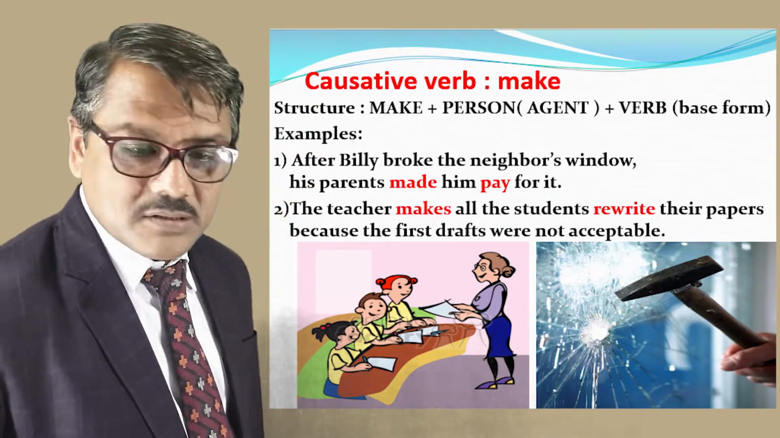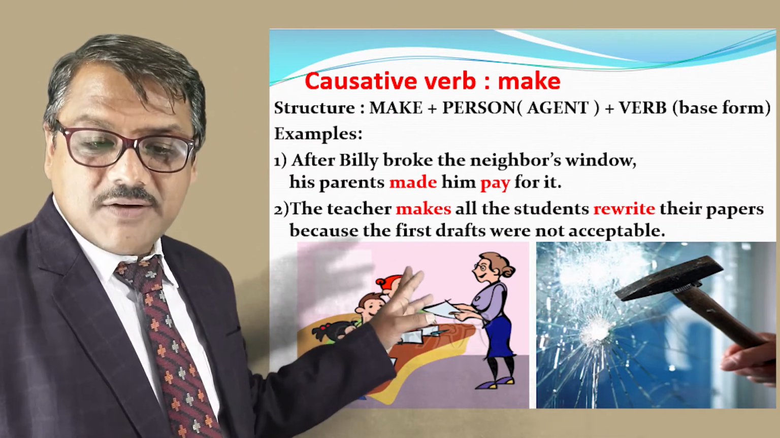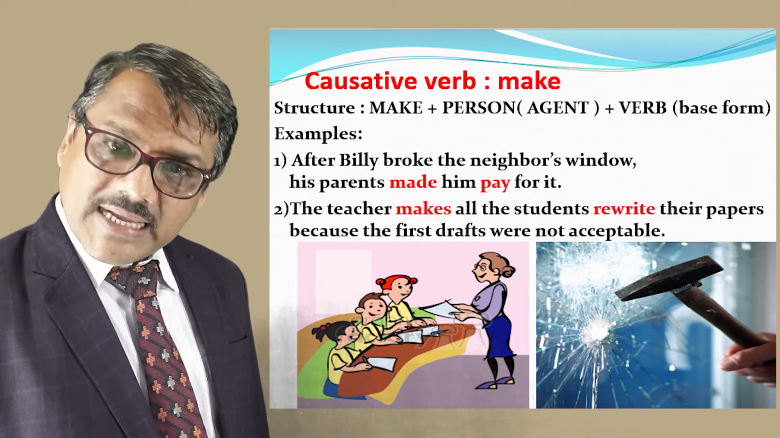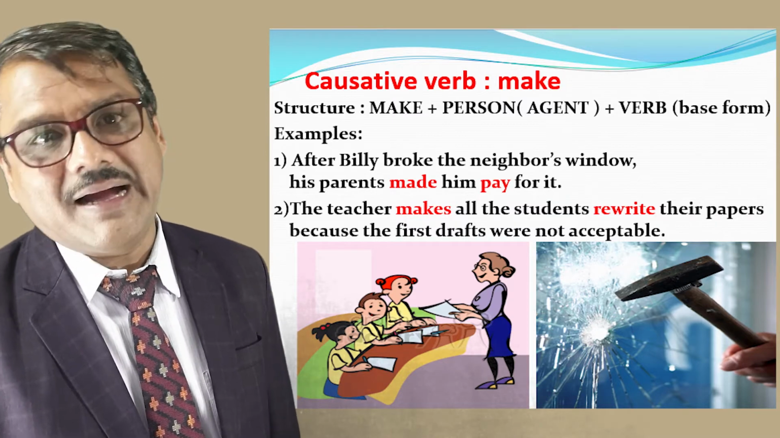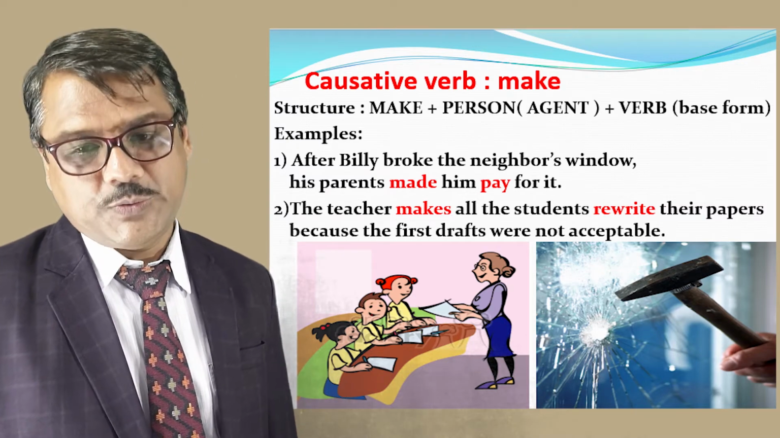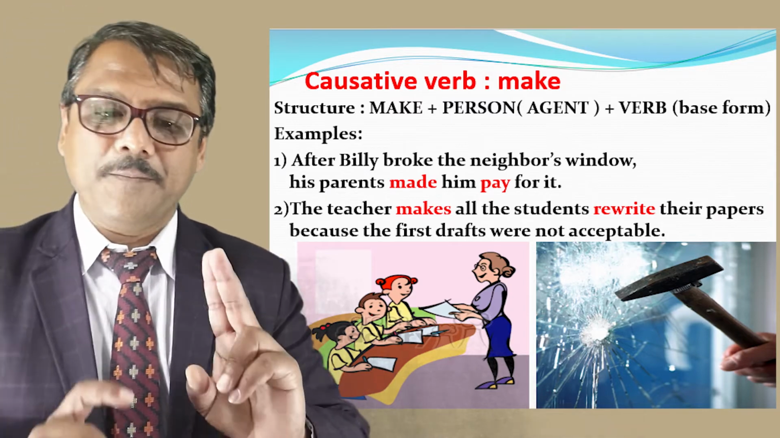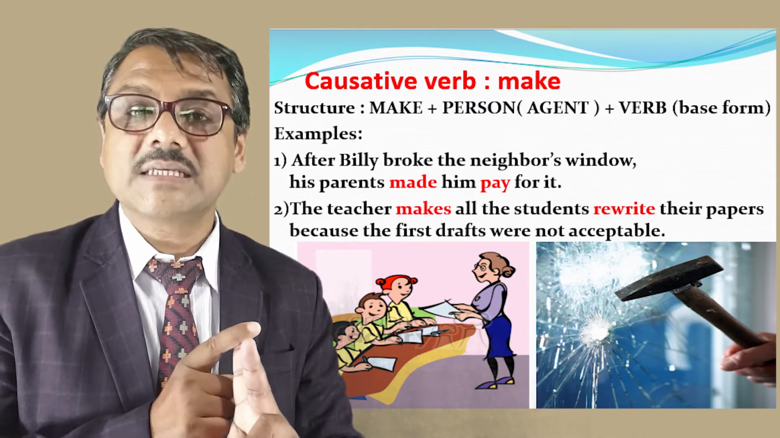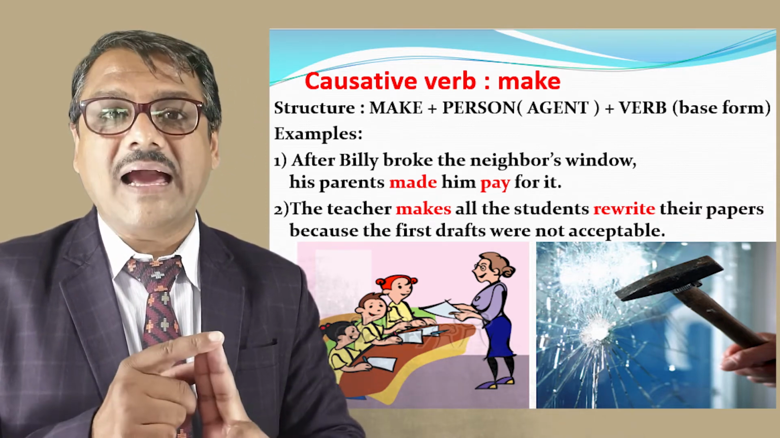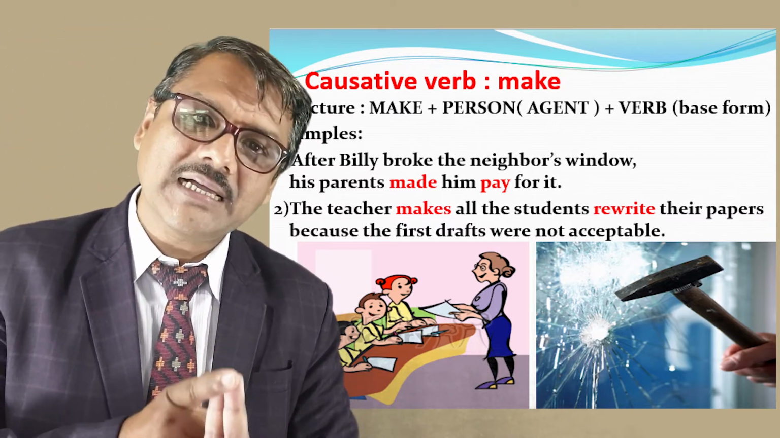There is the structure. You can see the structure: made and pay in the first sentence, and made and rewrite in the second sentence. Here, made and makes, these two are causative verbs. While using make as the causative verb, the meaning of the sentence implies to force or require someone to take an action.